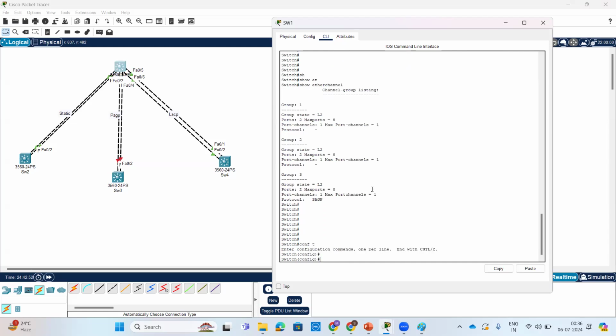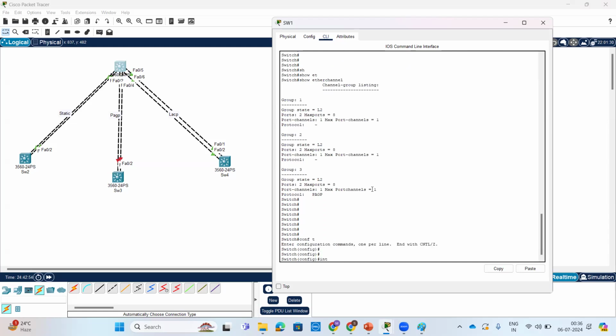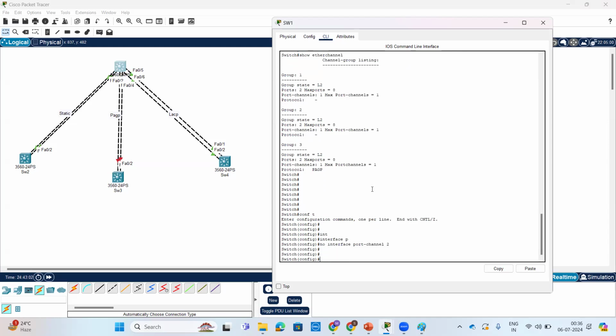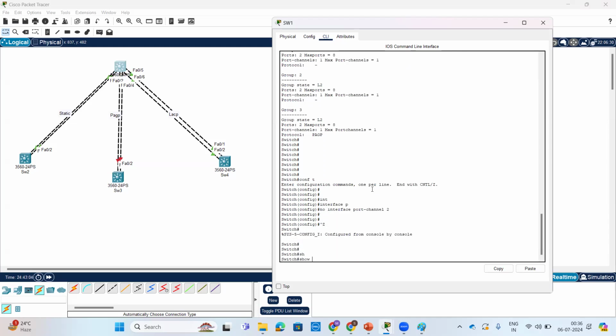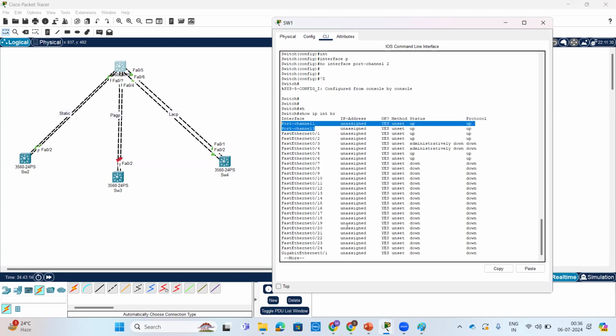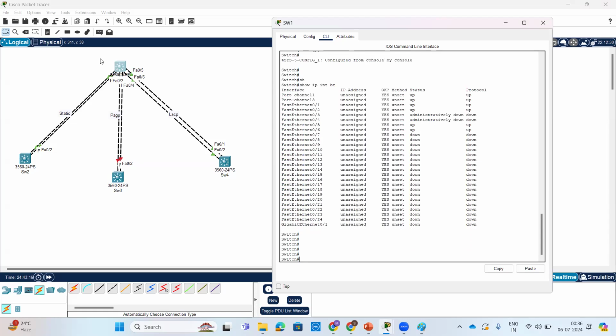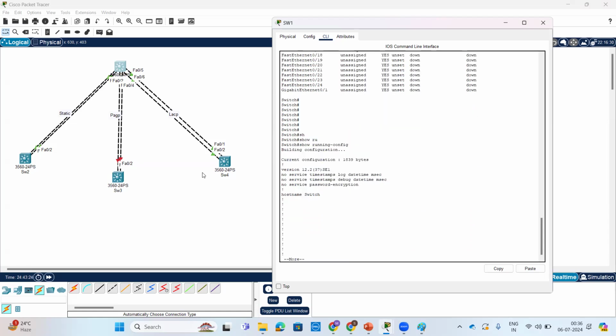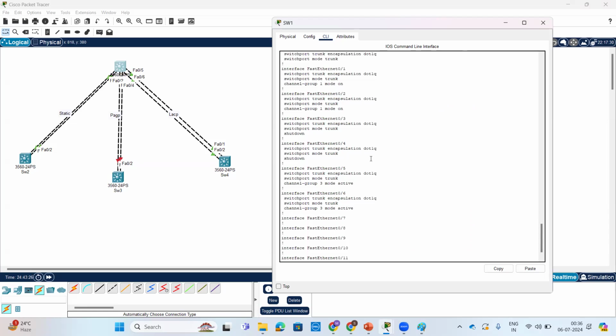Config terminal. Interface port channel 2. Before that, no. Show IP interface brief. 1 and 3 is available, but 2 is not there. I have removed the port channel in this PAGP. Now I'll remove the configuration. Show running configuration. With this command, you can check the configuration of whatever is running.